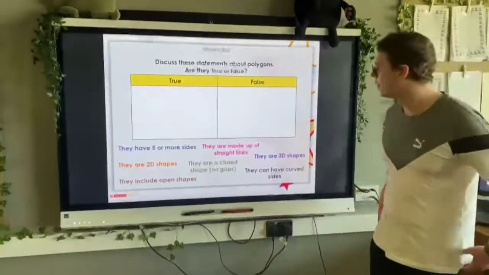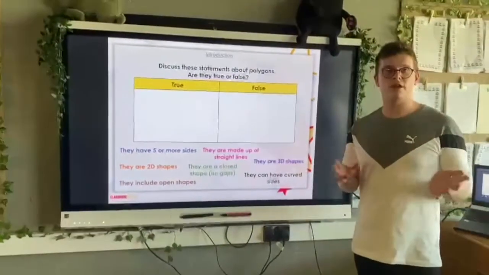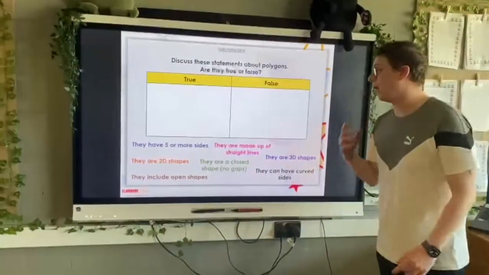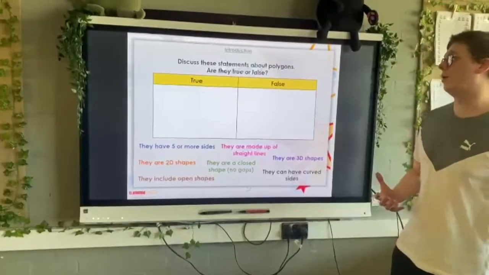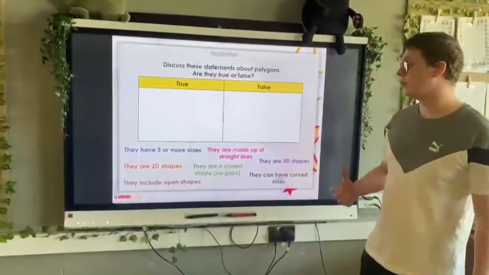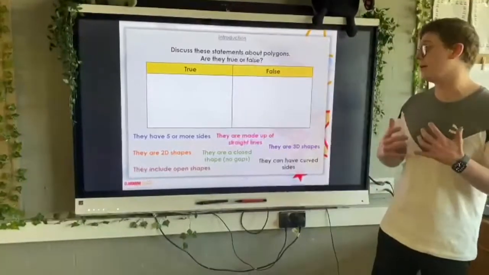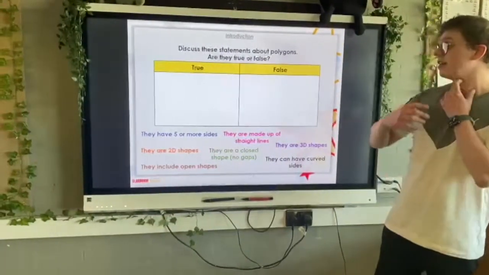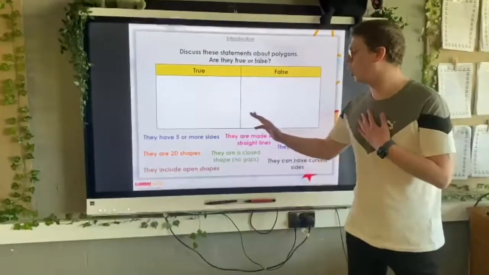Now, finally, here we're going to be briefly touching upon polygons. We've got a collection of statements down here that we know about polygons. We need to label them as either true or false. So, what is a polygon? Well, a polygon is a two-dimensional shape. It doesn't matter how many sides it's got, as long as it is a closed shape.